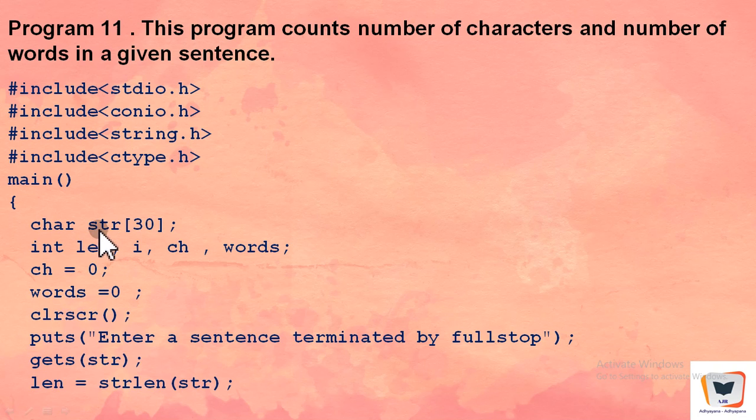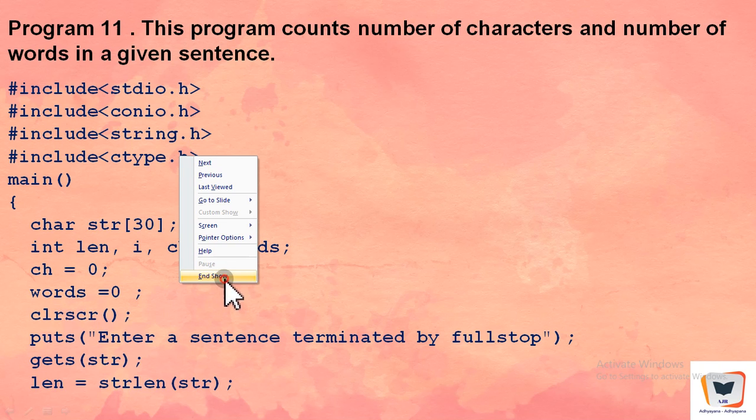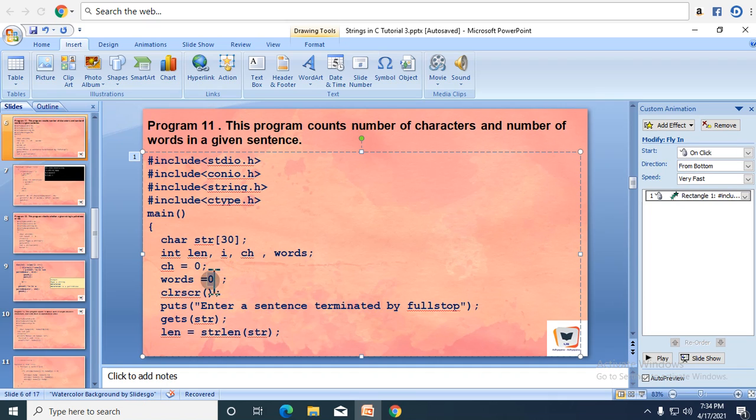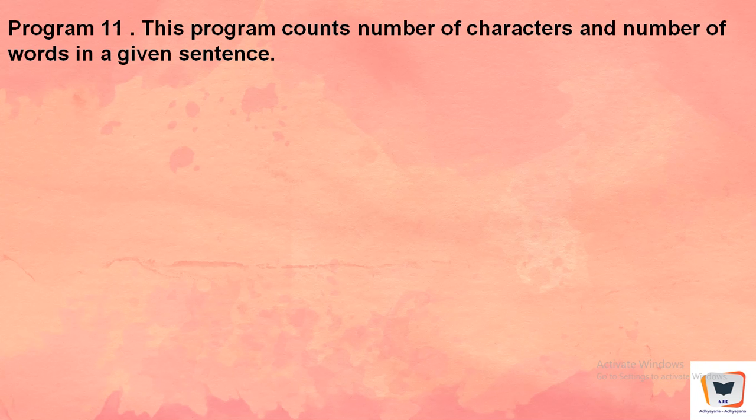So characters, this is the structure which can hold a sentence, and integer length, we will measure the length of that particular sentence, because we need to proceed character by character. And I, this may be a loop index, and ch for comparison, and words. ch equal to 0 to begin with, number of characters equal to 0, words equal to 1. It should have been 1, because the first thing will be a word.